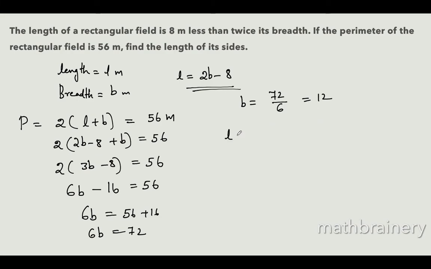Now what should be the length? Length must be 2b minus 8. 2b is 2 times 12, that's 24. 24 minus 8 is 16. So the breadth is 12 meters, length is 16 meters. Let's look at the next question.